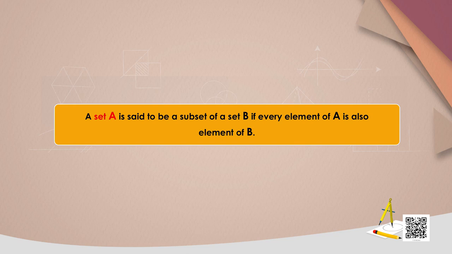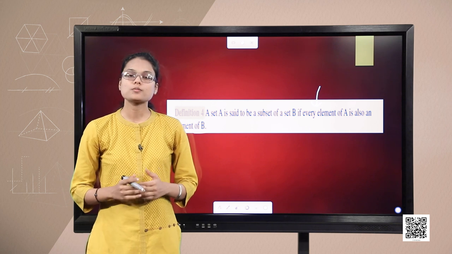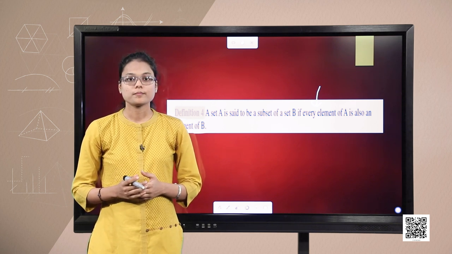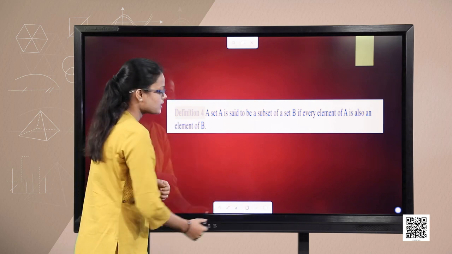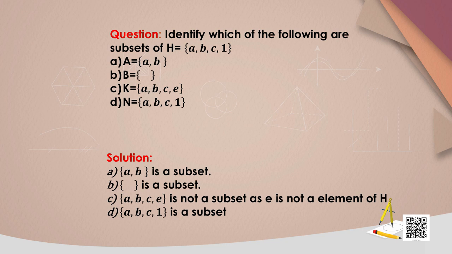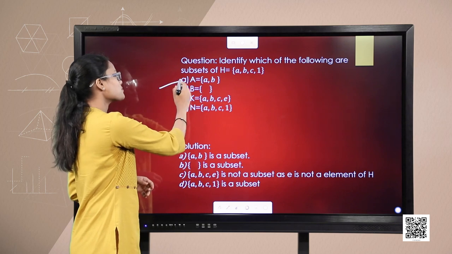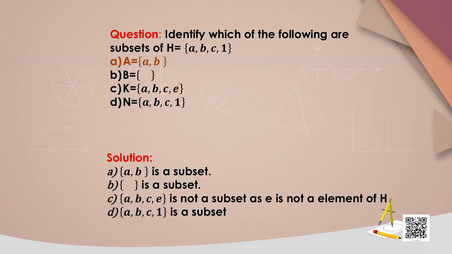A set A is said to be a subset of B if every element of A is also an element of B. Remembered? So let us observe some important points by this example. In this question, we have to identify which of the following A, B, K, and N is a subset of the set H. Let us start with the first part, which is A. It is representing a set A which has two elements, a and b. Yes, you may notice that each element a and b is also a member of the set H. So A is a subset of H.